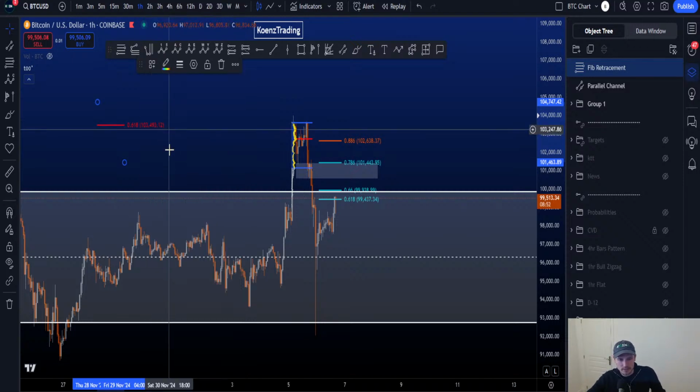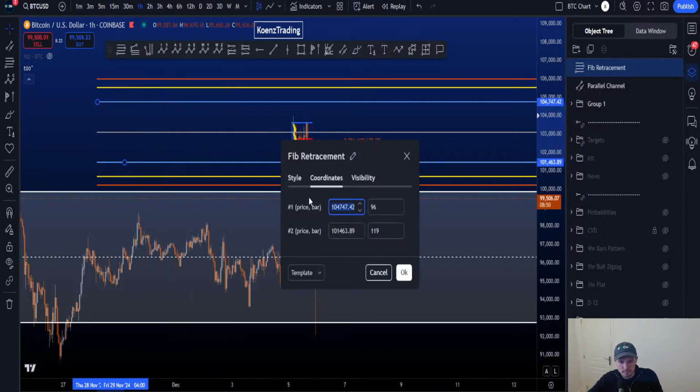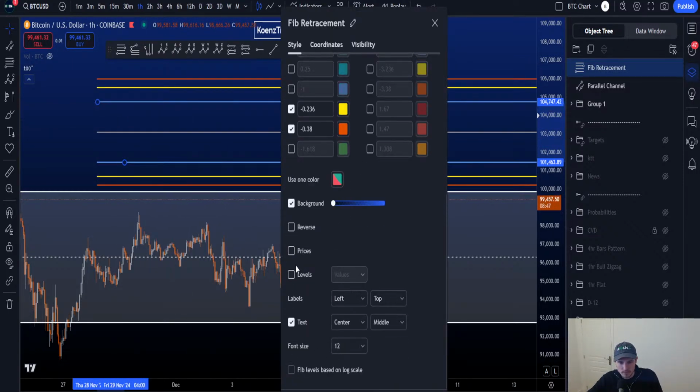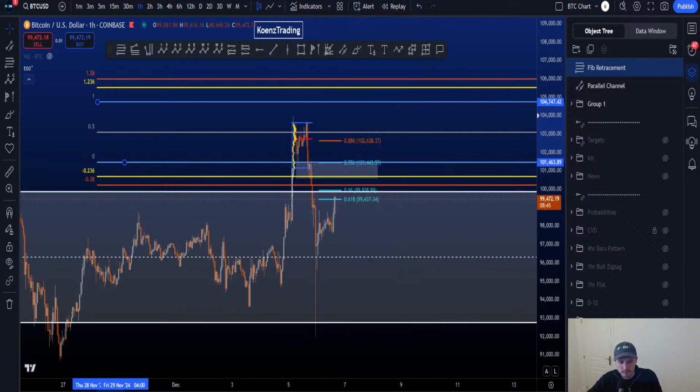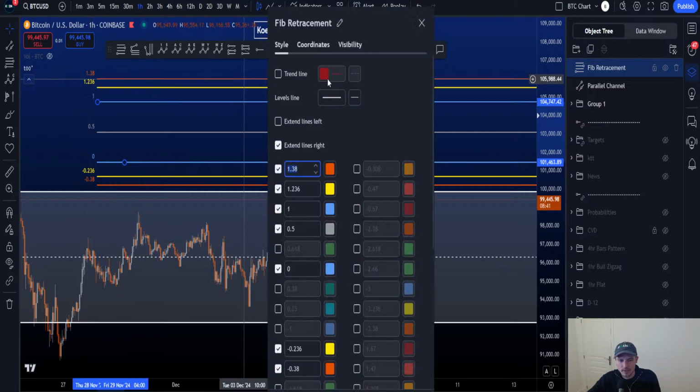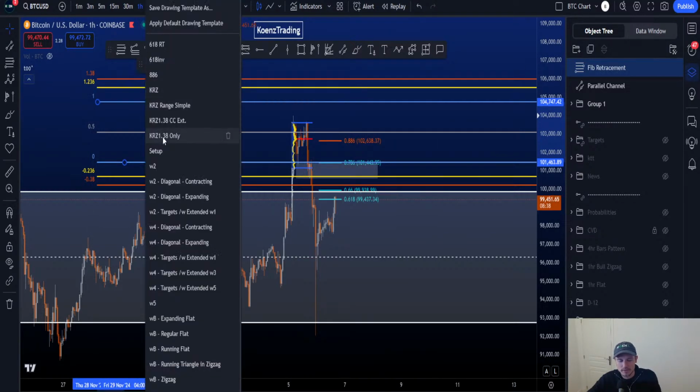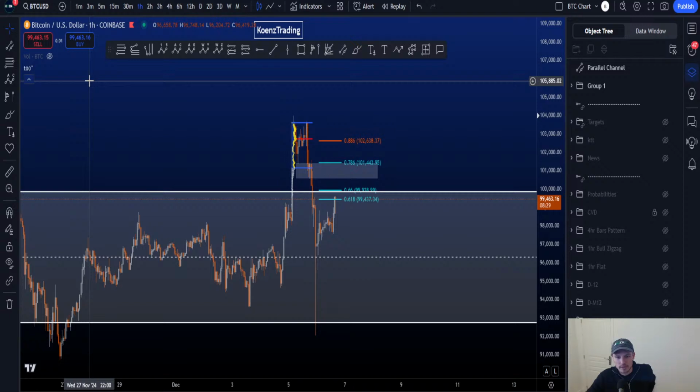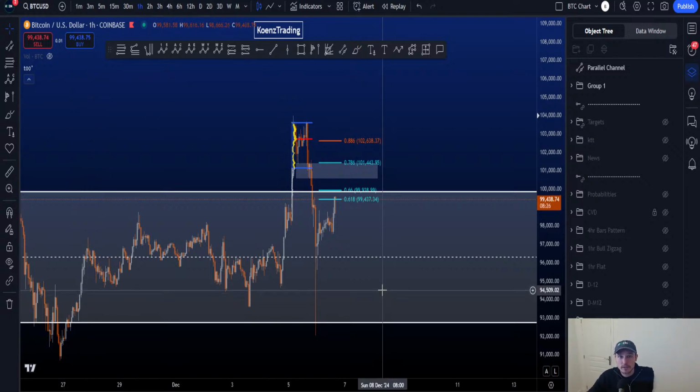So the KRZ, let me do the range simple. If I open the fib levels, there you go. The 1.236 to the 1.38. And all my KRZ templates, the Koens Reversal Zone, are built around the 1.236 to the 1.38 pocket. So yeah, I completely agree, Obelix. That area is a very interesting area of resistance. I don't really have an explanation for it.